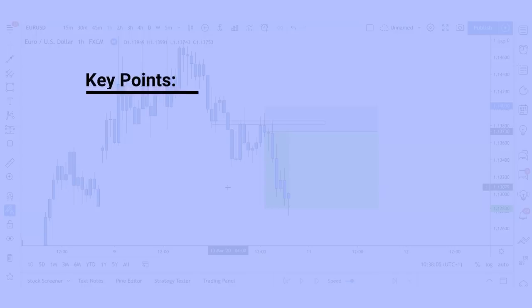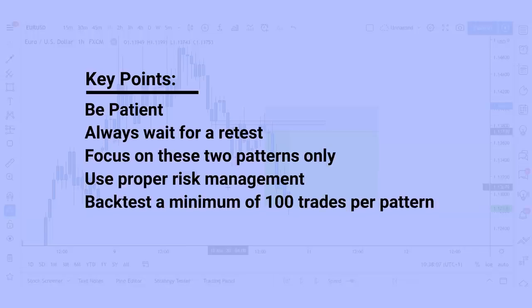So key points: be patient, always wait for a retest. Focus on these 2 patterns only, use proper risk management, and backtest a minimum of 100 trades per pattern.